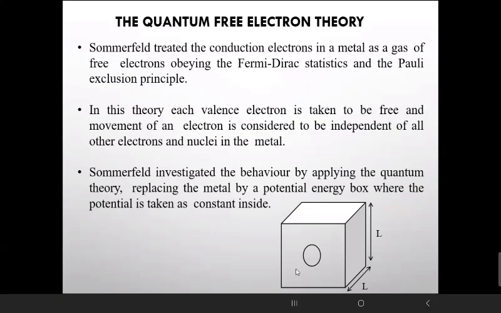Quantum free electron theory. It's Sommerfeld's theory. In this theory, the conduction electrons in a metal are treated as a gas of free electrons obeying Fermi-Dirac statistics. Do you know Fermi-Dirac statistics and the Pauli exclusion principle? Did you study Fermi-Dirac statistics and the Pauli exclusion principle?